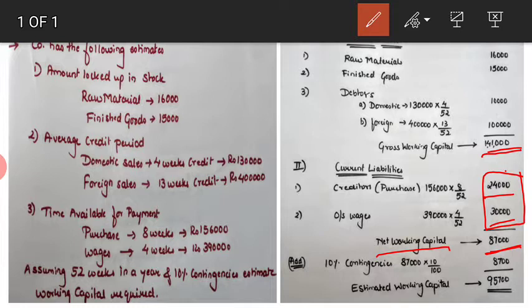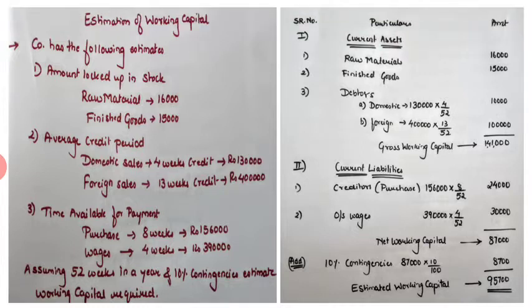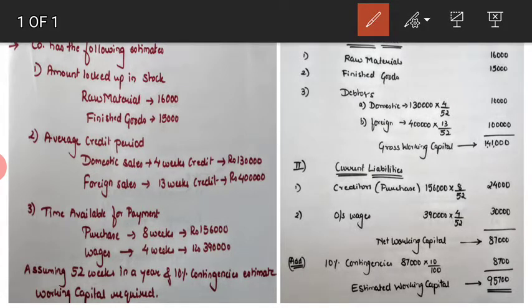That's not the end of the problem, because in the problem they have said assuming 52 weeks in a year, and 10% contingencies, estimate working capital required. Now let's understand briefly what is this contingency. First of all, you are estimating working capital, right? So it is an estimate, it's not accurate. Estimation may be correct, may be wrong, it cannot be 100% accurate. So to avoid problems in future, you keep something called reserves. If in case more working capital is required, you're ready for it, so you create something called contingencies. Contingencies are always calculated on net working capital.